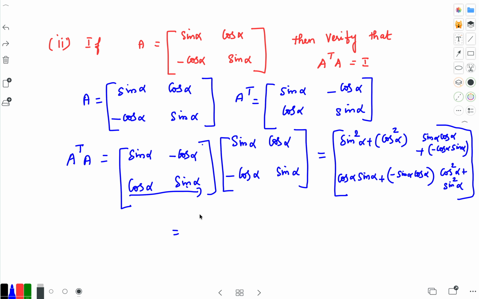Since sin square alpha plus cos square alpha is 1, this value becomes 1. Then sin alpha cos alpha minus cos alpha sin alpha becomes 0. Here this also 0. Then cos square alpha plus sin square alpha is 1. This is equal to the identity matrix I of order 2 by 2.